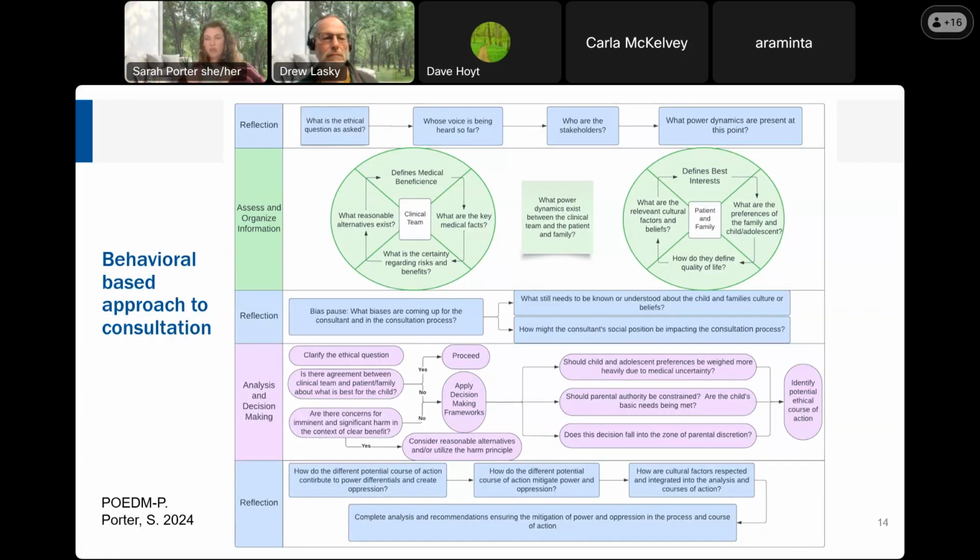It builds in reflection points where we're able to ask ourselves to slow down, to reflect on how power and oppression are present in the consultation process and how they are showing up in our decision making. It encourages us to stop and think about a bias pause, but it also does that very explicit defining over what parents get to define and what the clinical team gets to define. So we included this just so you would see where our little green circles came from.